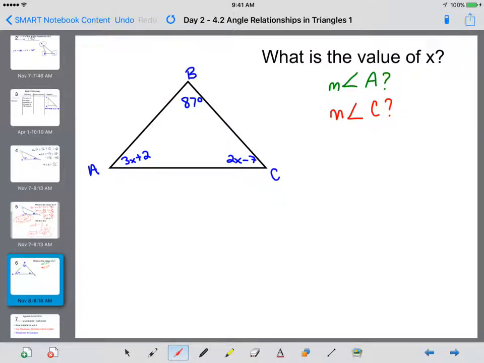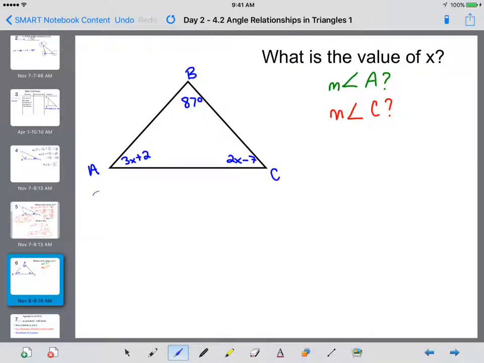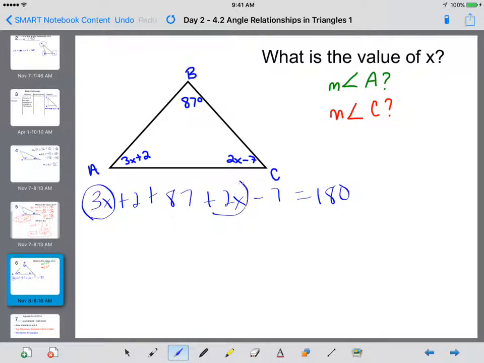Example 3, here's a little harder example. We have a little bit more. We want to find angle A and angle C. We don't know them. We're going to use our same principle of adding these up and set them equal to 180. So 3x plus 2, plus angle B is 87, plus 2x minus 7, which is angle C, is going to equal 180. So now this is just a really long example where we can combine our like terms.